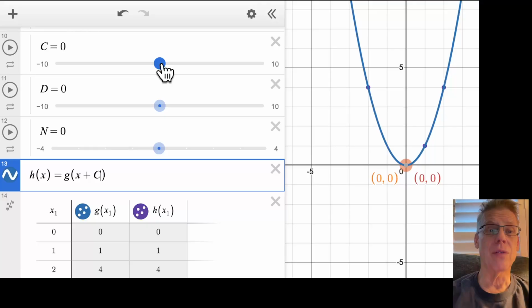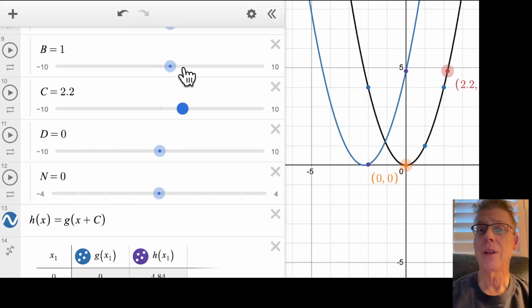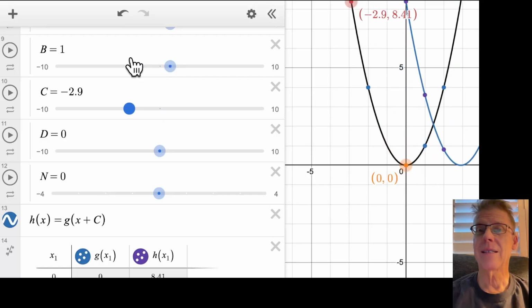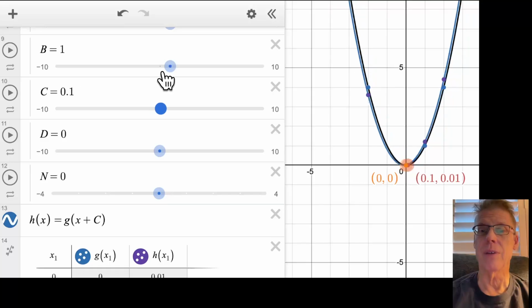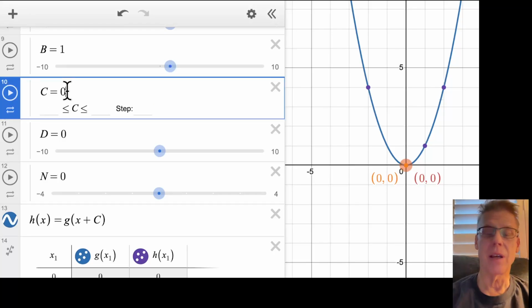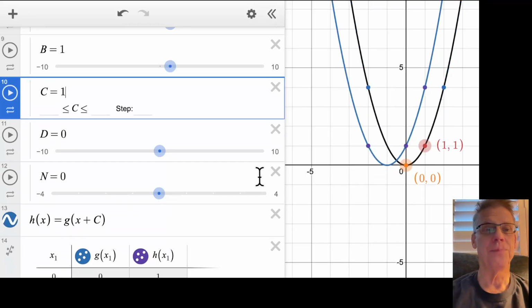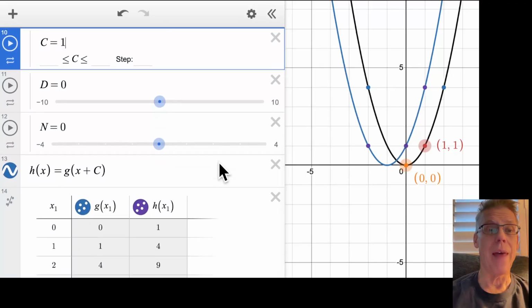With the c, positive numbers go to the left, and negative numbers make it go to the right. That seems a little backwards, right? It's counterintuitive. It isn't doing what you would expect. You kind of would think, well, wait a minute, if I add 1, isn't it going to go to the right one? And no, it goes to the left one. So we're going to play around a little bit with why that's true.